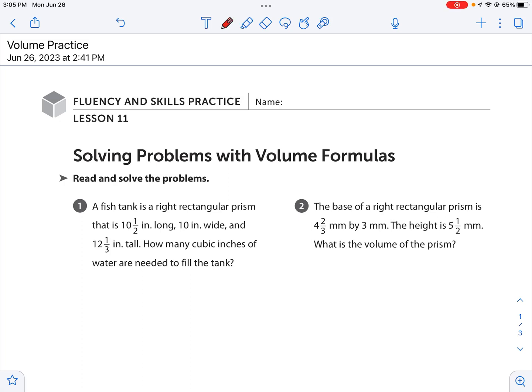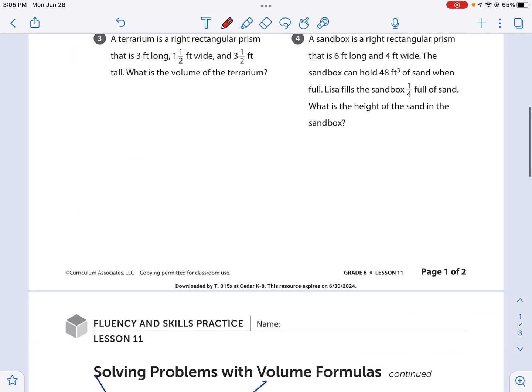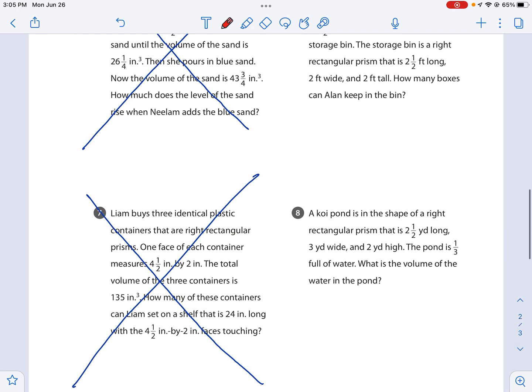These are directions on how to do your volume practice center. You should have a packet that looks like this. Make sure those two are crossed off on your packet.